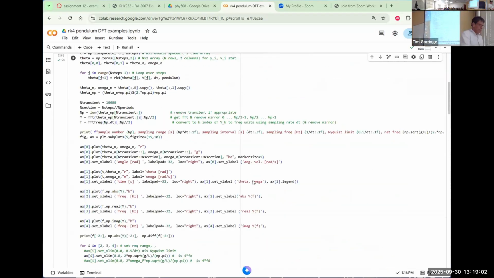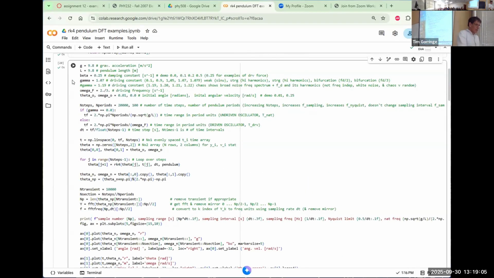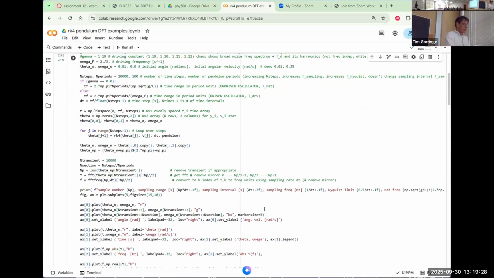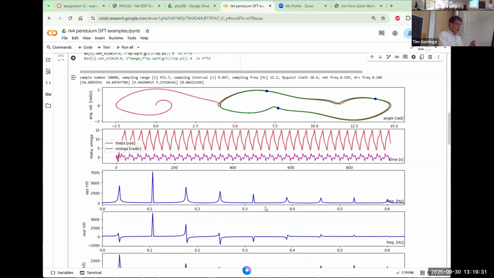Let's try 1.079. So now we're just incrementing, I've got this dial, right? I'm turning the driving constant gamma up by less than a percent, so a very fine adjustment of the driving constant. What we see here is that we've actually incurred an additional period doubling.